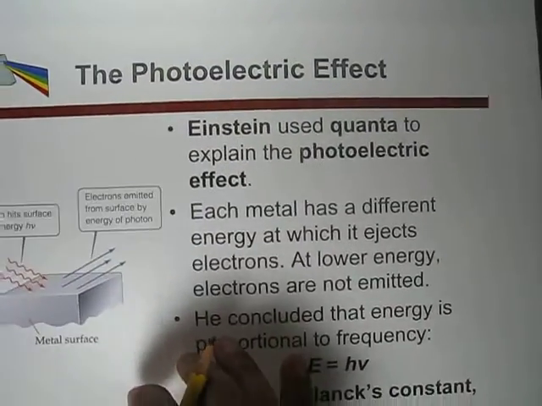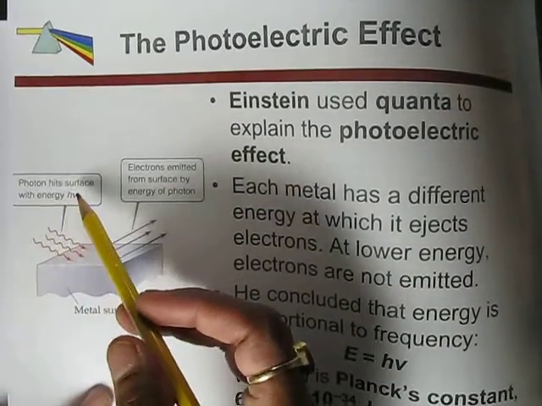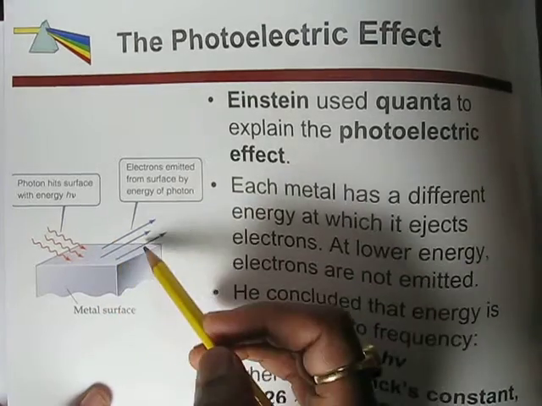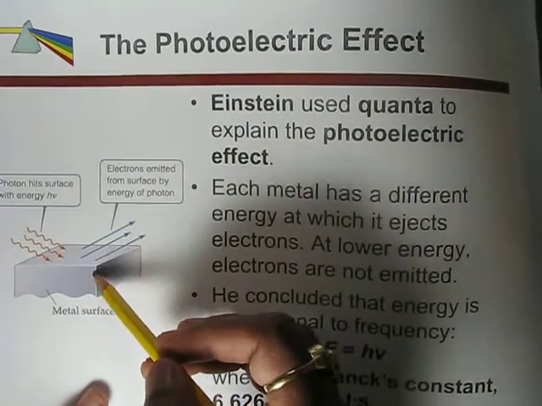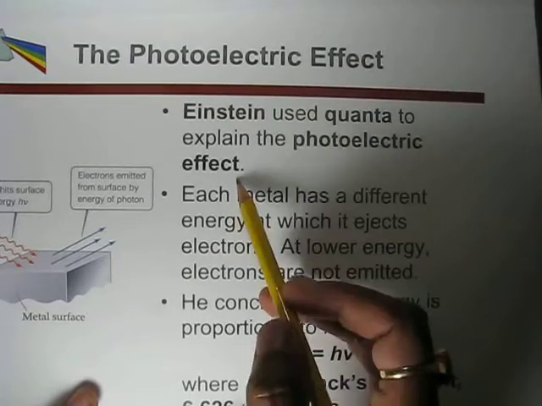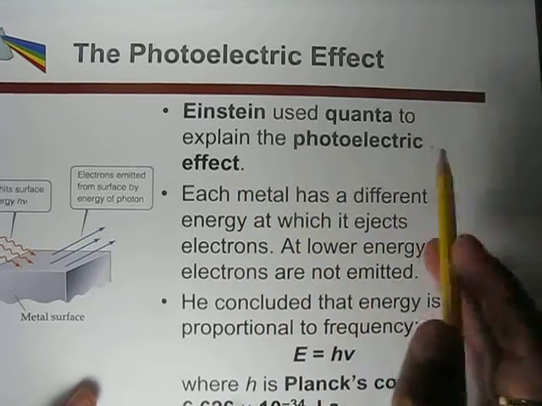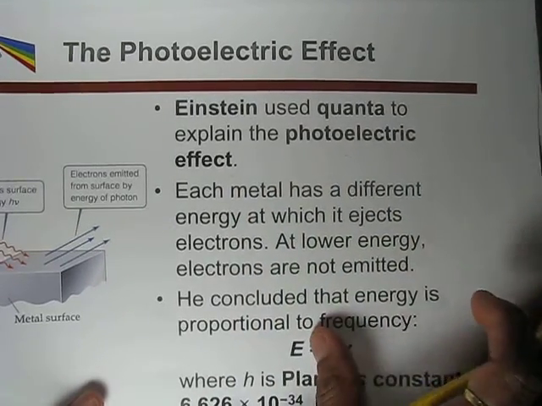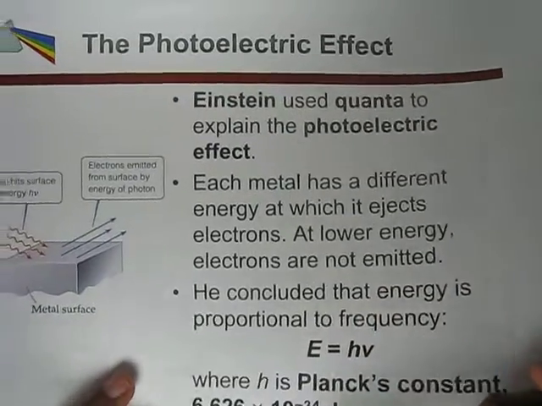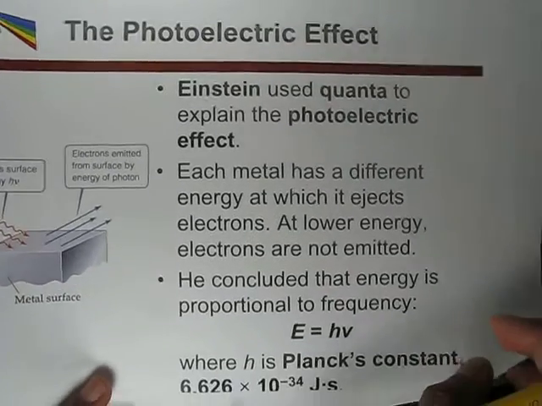The third example was the photoelectric effect. When a photon hits the surface with energy, it emits an electron from the surface. That effect is called the photoelectric effect. Einstein used quanta to explain the photoelectric effect. And what is the meaning of quanta? We will see.